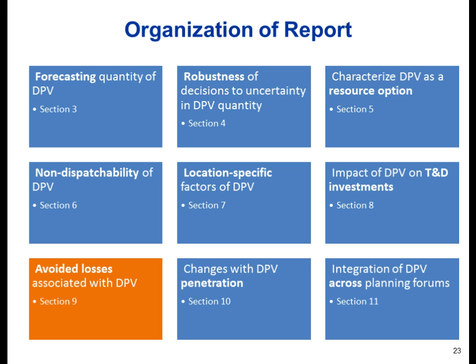The next section of the report focuses on how planners can account for the impact of distributed PV on power system losses. Siting PV near loads can avoid losses that would otherwise occur between generation at the bulk power system level and consumption at the consumer level, though it's possible for distributed PV to increase losses in some circumstances.